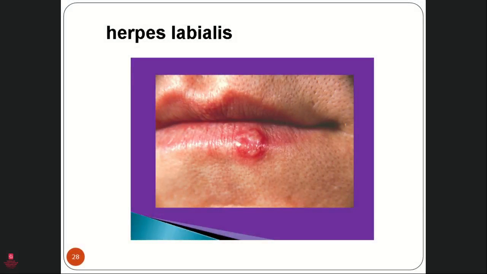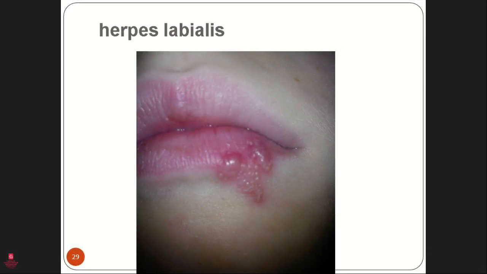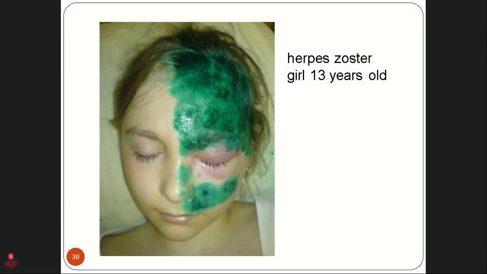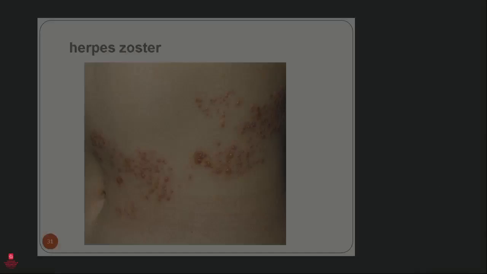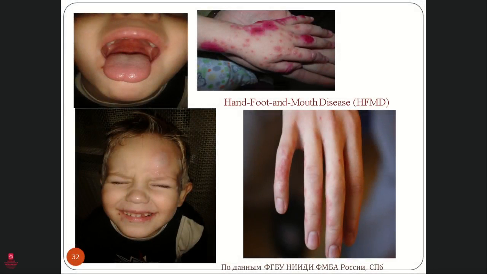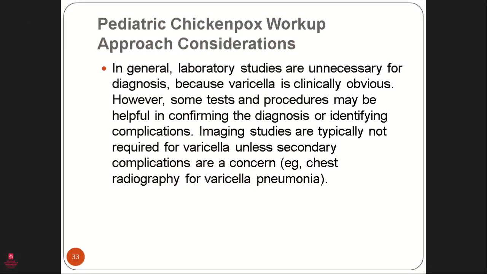Now you can see enterovirus exanthema, herpes labialis, and herpes zoster on the face, herpes zoster, and enterovirus exanthema. Pediatric chickenpox.